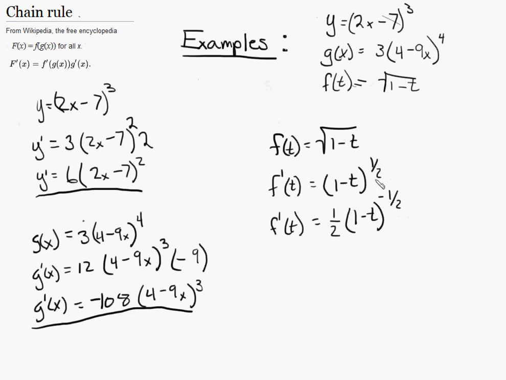And then multiply everything by the derivative of the inside. So the derivative of this first part is 0, and the derivative of this part is minus 1. Alright, and then simplify this. f prime of t is equal to negative 1 over, because this is going to move down, 2, and then we'll put it back into the square root form of 1 minus t. That's our derivative of that function there, thanks to the chain rule.